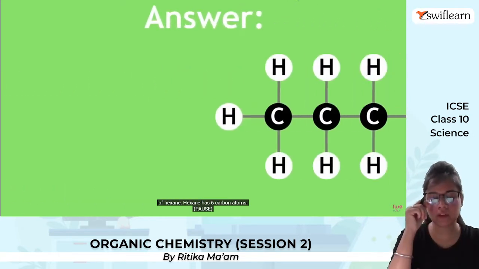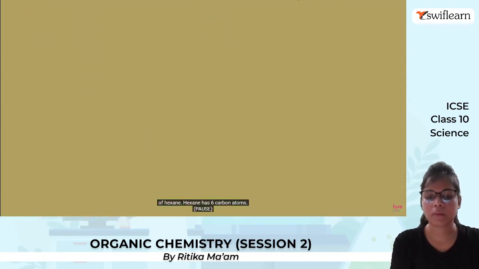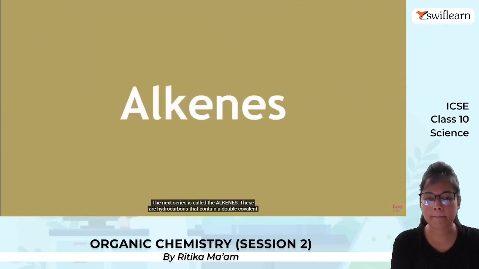Here is the structure of hexane. Compare it to the structure you drew. Did you get it right? The next series is called the alkenes.